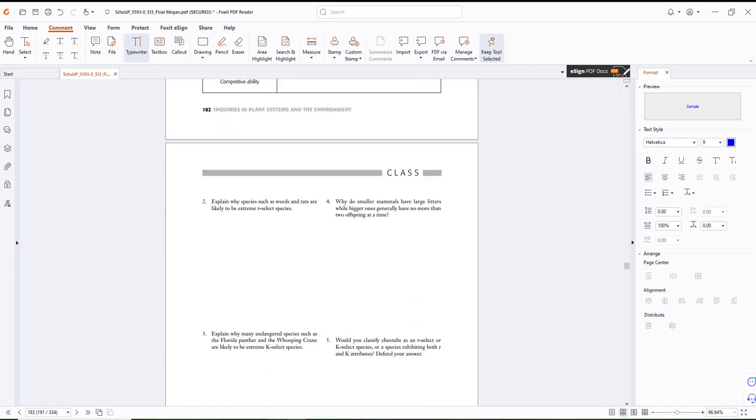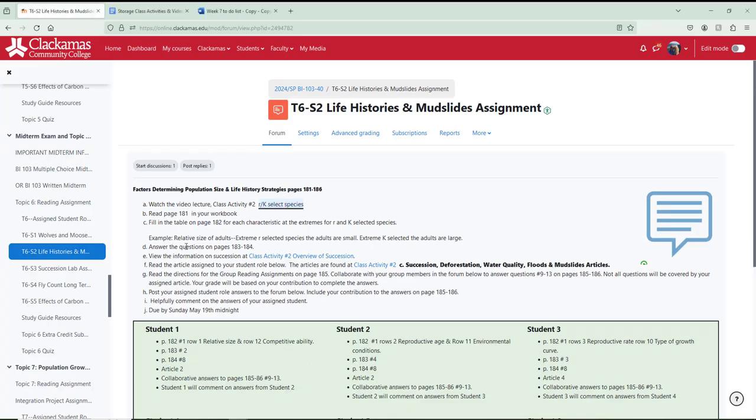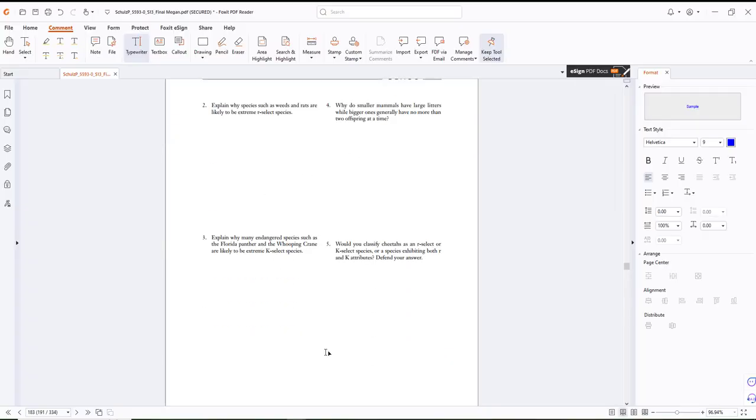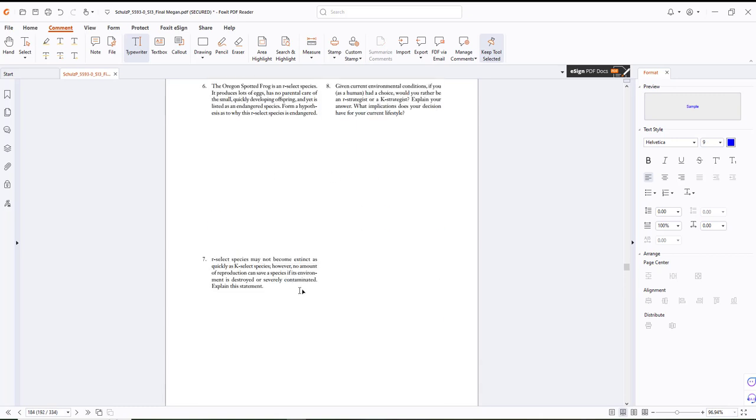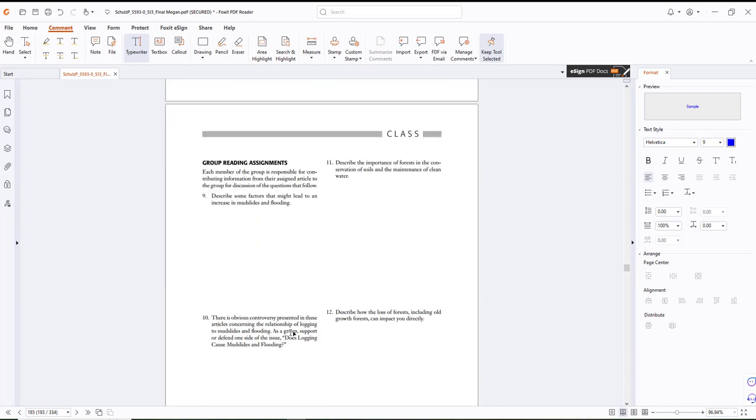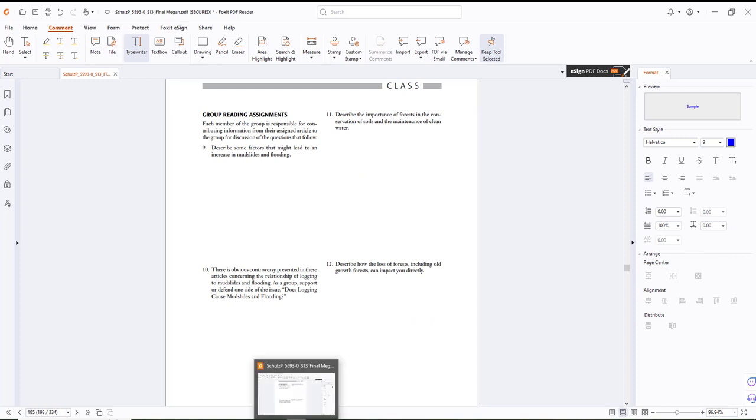Let's see if there's anything else we need to answer before that. Yeah, so extreme, small, extreme, large. Then we're going to answer pages 83 to 84, and then we're going to look at succession. Answer the questions about the R select species and K select species. That'll be based on the reading, the textbook, and that YouTube video. And then we're going to get into the scenarios that occur with logging.